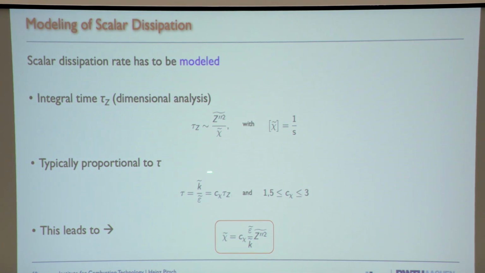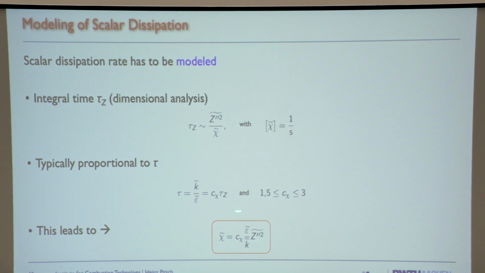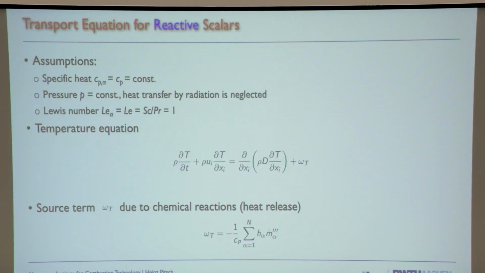Or they should be proportional. The time scales should be proportional, meaning there's a coefficient here. And that coefficient, whenever people need the dissipation rate, they use whatever value fits the data, okay? So that time scale ratio C chi is used a lot to tune models to give you the right results that you want to get.